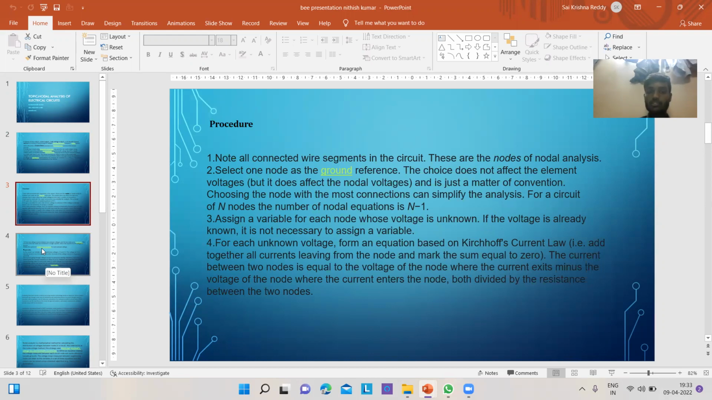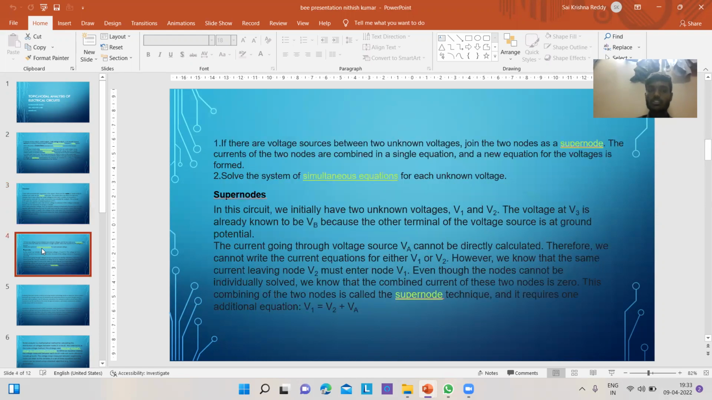The current between two nodes is equal to the voltage of the node where the current exits minus the voltage of the node where the current enters, both divided by the resistance between the two nodes. If there are voltage sources between two unknown voltages, join the two nodes as a supernode. The currents of the two nodes are combined in a single equation, and a new equation for the voltages is formed. Solve the system of simultaneous equations for each unknown voltage.